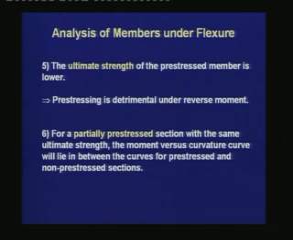Our sixth inference is, for a partially prestressed section with the same ultimate strength, the moment versus curvature curve will lie in between the curves of prestressed and non-prestressed sections. Thus, for a partially prestressed section, we may get the benefits of both a reinforced concrete section and a prestressed concrete section depending on the amount of prestressing. For a partially prestressed section, the cracking moment will be higher compared to a reinforced concrete section, but in case there is a reversal in the moment, a partially prestressed section will not be as detrimental as a fully prestressed section, and hence a partially prestressed section is preferable when there is a chance of the reversal of moments.